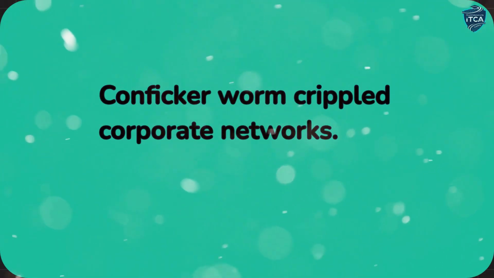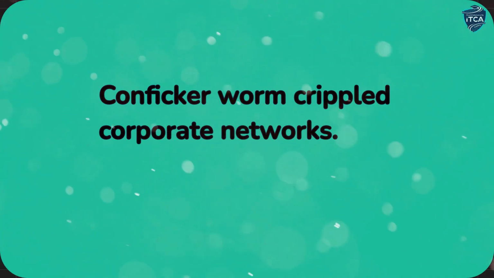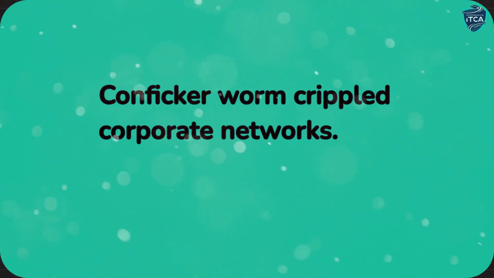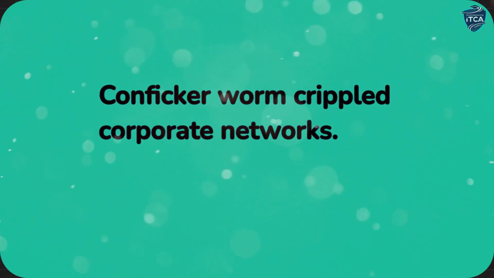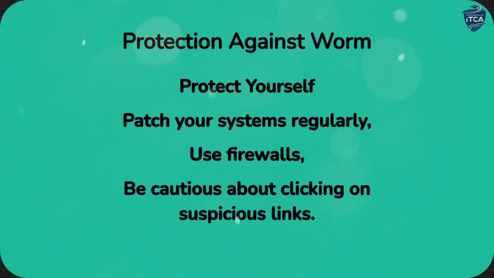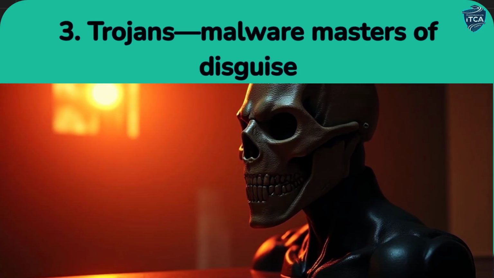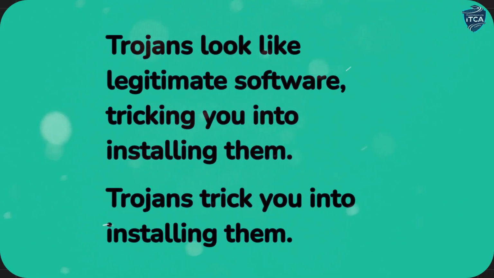One famous example is the Conficker worm, which spread to millions of computers by exploiting Windows vulnerabilities, crippling corporate networks around the world. To protect yourself, patch your systems regularly, use firewalls, and be cautious about clicking on suspicious links. Next up, Trojans, malware masters of disguise. Trojans look like legitimate software, tricking you into installing them.